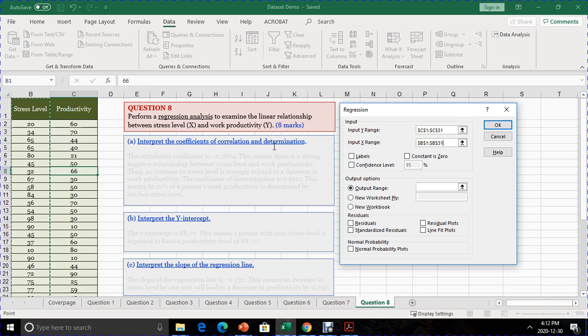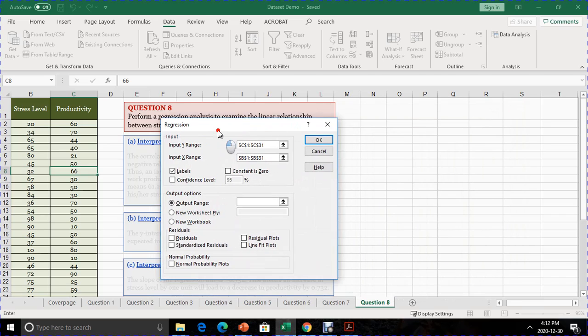So we have the relationship between independent variable and a dependent variable. We need to explore what is the nature of the relationship and how do we predict the dependent variable based on our knowledge of the independent variable. Now from here we have to make sure we check on the labels because we actually included the labels in our selection. And then we need to indicate where we would like to input the results.